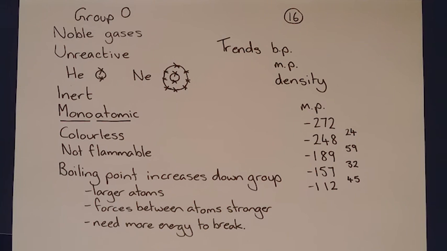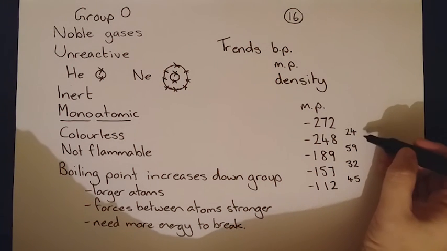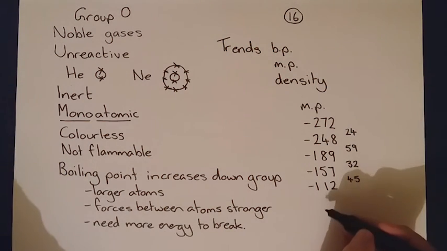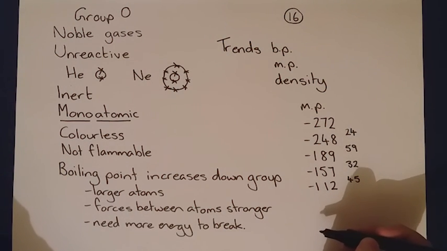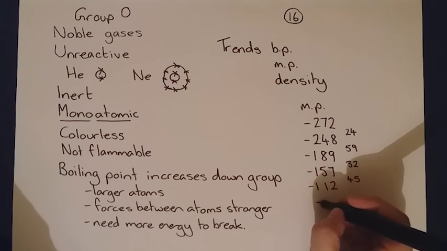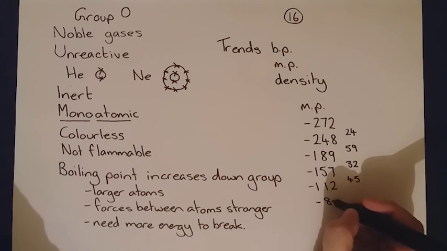So the exam board will probably allow you any number that has got a gap somewhere between 20 and 60 from -112. So for example, a number that they could accept might be minus 83.